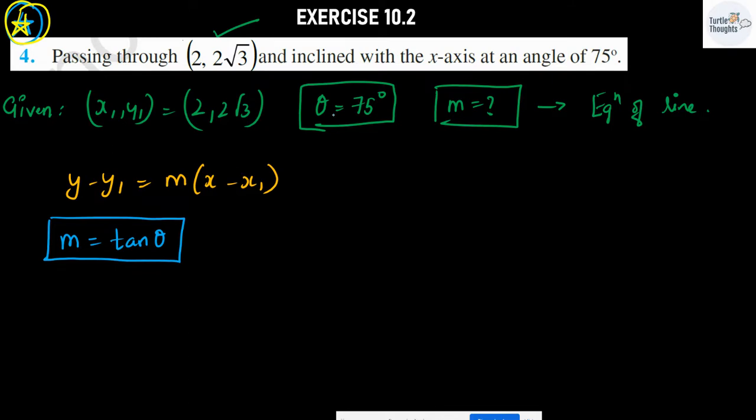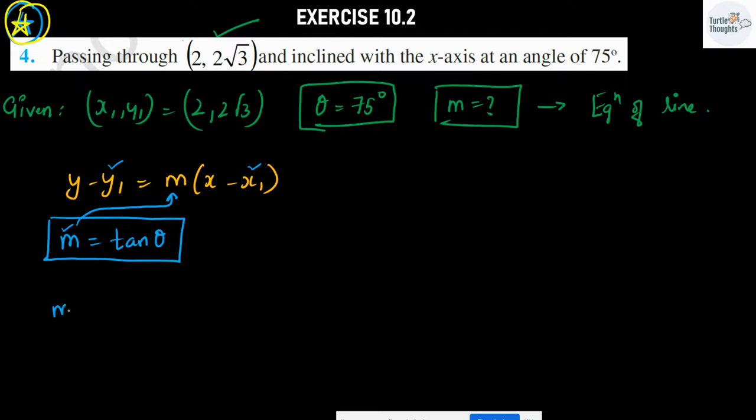Yes, I know the value of theta. If I substitute the value of theta, I will get the value of m. Once I get the value of m, it can be substituted over here. We know the value of x1, we know the value of y1, so we can easily find the equation of the line. This is what we should be doing in this question.